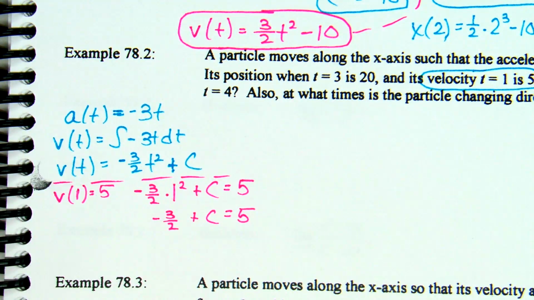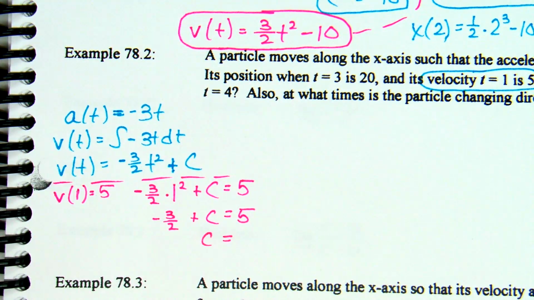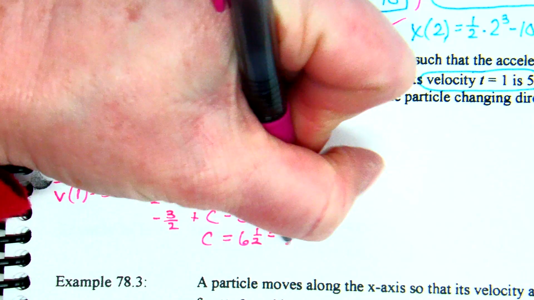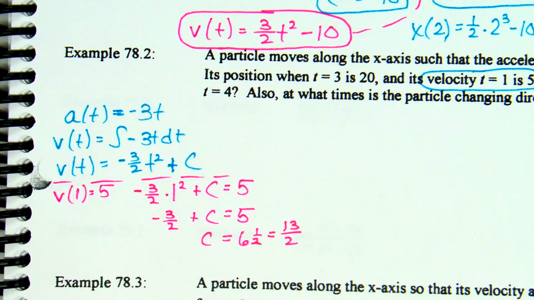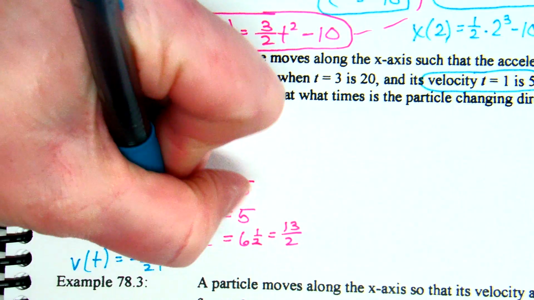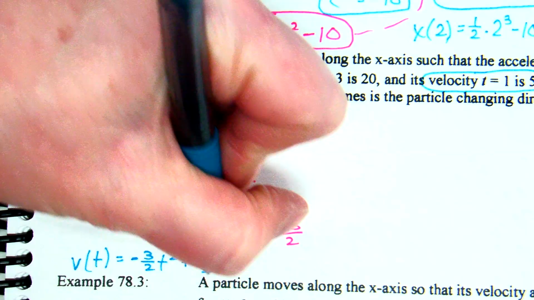So what is c? Okay, 5. If you're adding 3/2, you're adding 1/2. So 6.5, which probably better put would be 13/2. Or as a decimal, I guess. So what is my velocity function? I have negative 3/2 t squared plus 13/2.